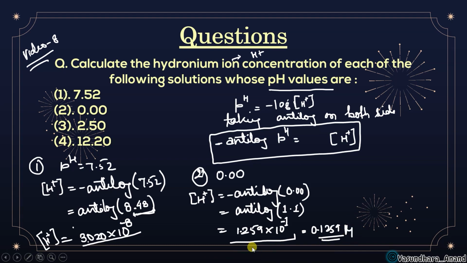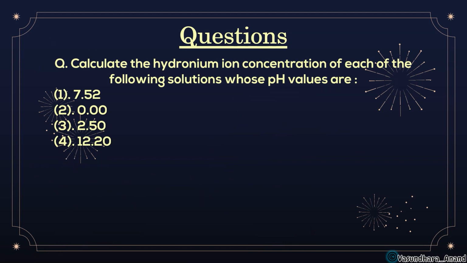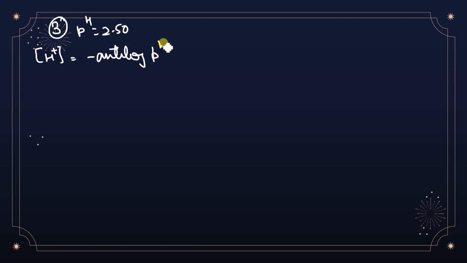Now for the next, 2.50. So this is the third case, and here the pH is equal to 2.50. So just find the H plus concentration in the same way, minus antilog. Don't forget to write the formula. Okay, pH, and that is minus antilog 2.50.